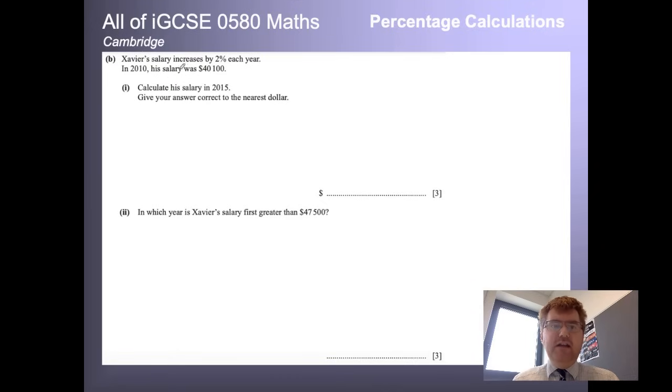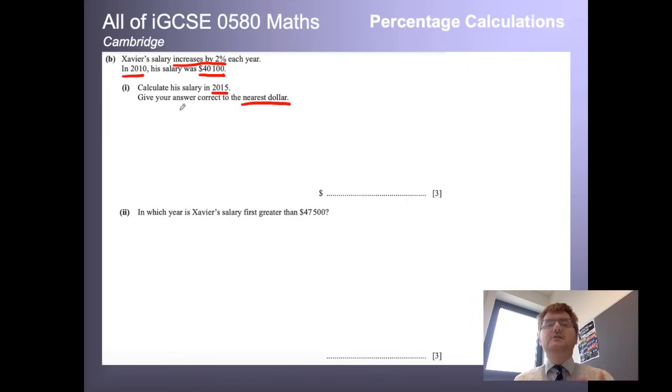So Xavier's salary increases by 2% each year. Not too bad, and in 2010 his salary was $40,100, and we want to calculate his salary in 2015. Give your answer correct to the nearest dollar. Notice I'm underlining the key part of the question.